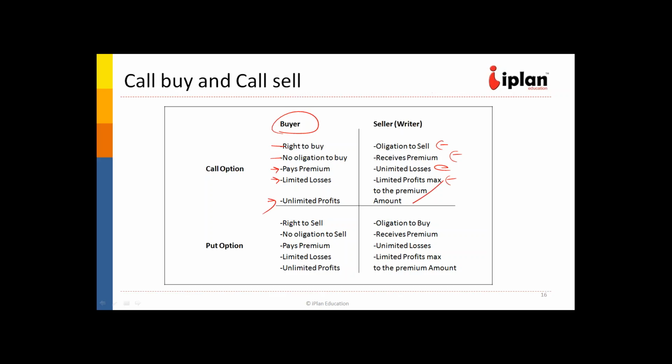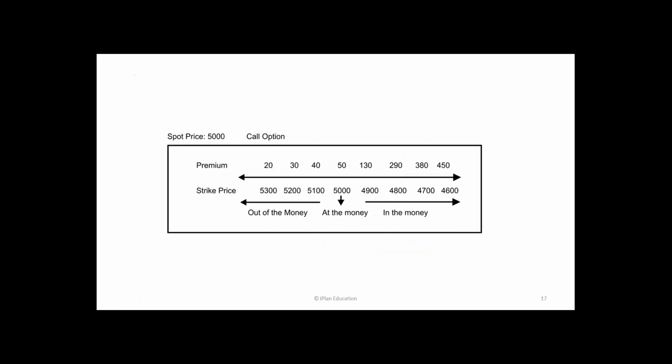Now, if you think about the put, we'll explain put later on, but the put buyer has the right to sell, no obligation to sell, pays premium, limited loss, unlimited profit. Same as call, but he has the right to sell. And the put writer has the obligation to buy, same as the call seller, the call writer, but here the obligation is to buy, and they have the obligation to sell. We'll discuss it a little later on.